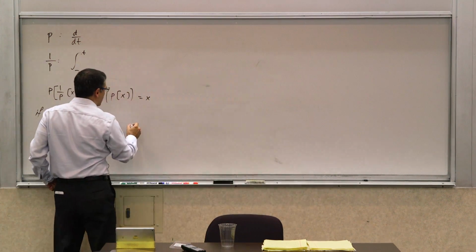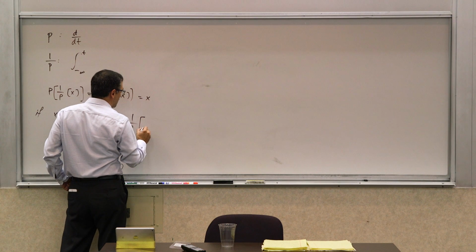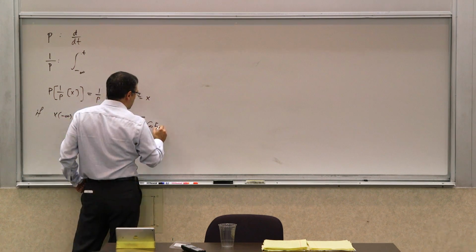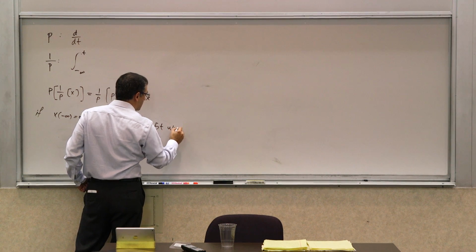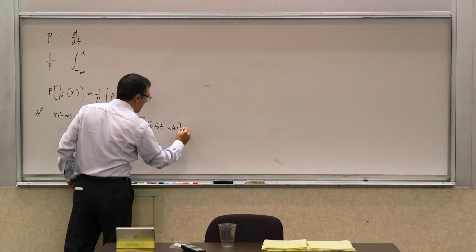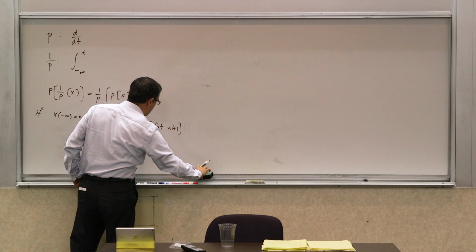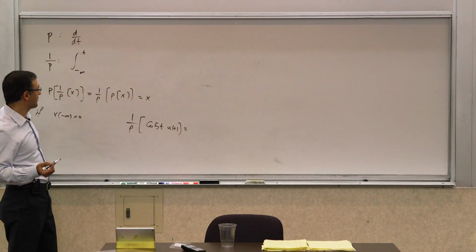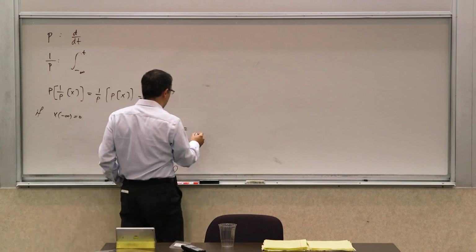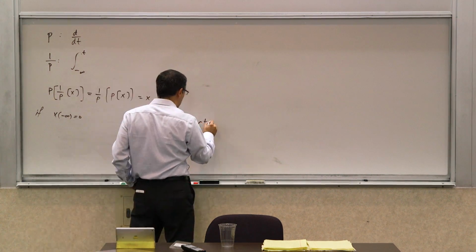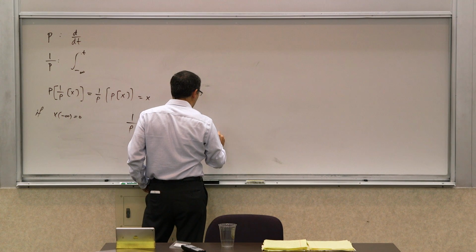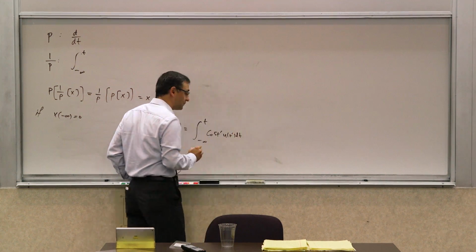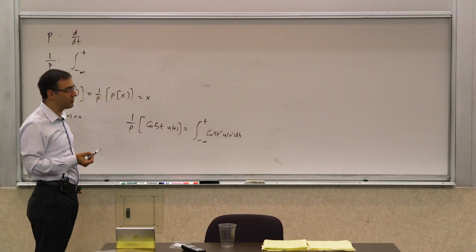So for example, if I say what is 1 over p of, let's say, cosine of 5t u of t, right? So this is some function, and I'm asking what is the 1 over p of that, which basically means, if you're in doubt, use the definition. 1 over p of that is the integral from negative infinity to t of cosine of 5t u of t dt. That's the definition of it.